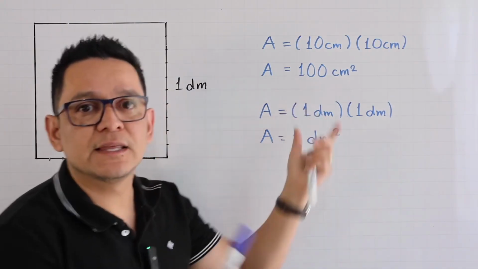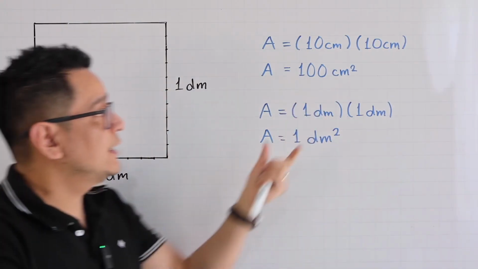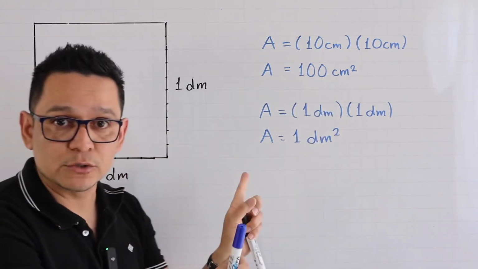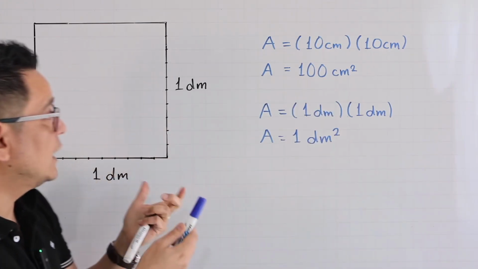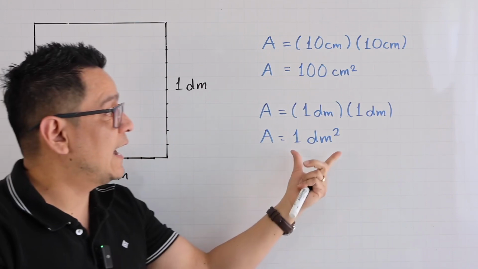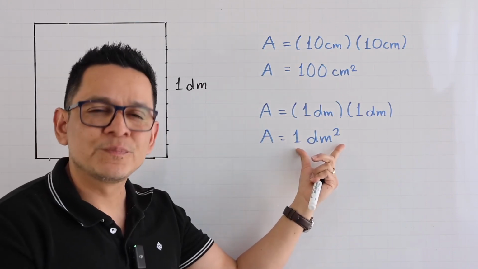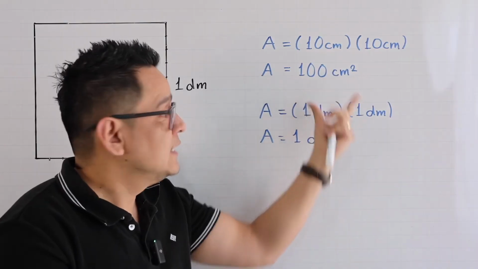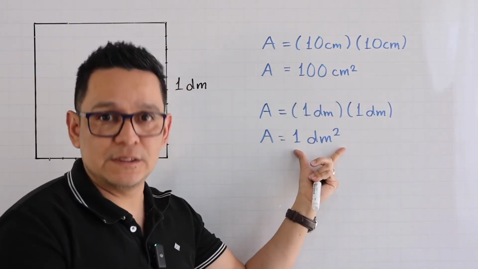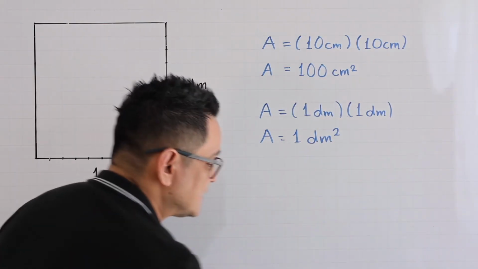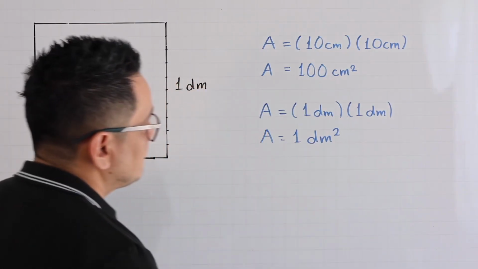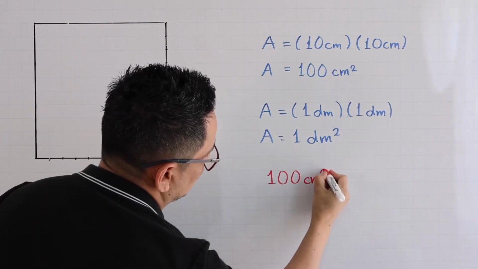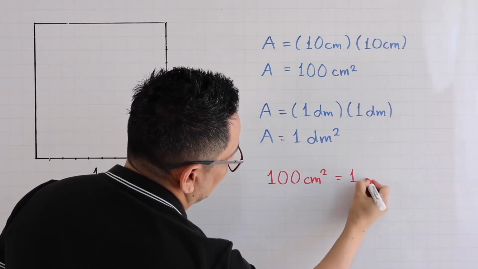Look, we had agreed that the area of this square was 100 square centimeters when we had the units in centimeters. But then we did the calculation, and it turned out that the area now came out to 1 square decimeter. What does that mean? Well, it means that 100 square centimeters will be equal to 1 square decimeter. Therefore, we can already write that down. Let's then write that 100 square centimeters is equal to 1 square decimeter. Done.